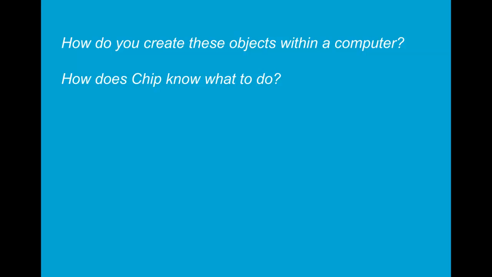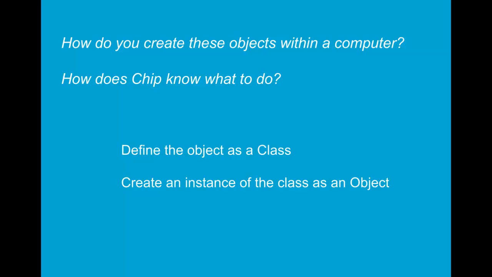So the question you're asking yourself is, how do you create these objects within a computer? Basically, how does the computer chip know what to do? Well, here are a couple of things you need to keep in mind overall. First, you need to define the object as a class. When you see something as an object, you need to define it and create what is called a class within a programming language. Next, you're going to need to create an instance of the class as an object. So in computer programming, you have objects, which are derived from classes. And then you want to use the properties and methods of an object, so that you can actually do the things that the object can perform.